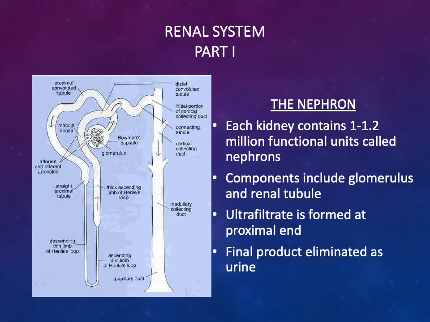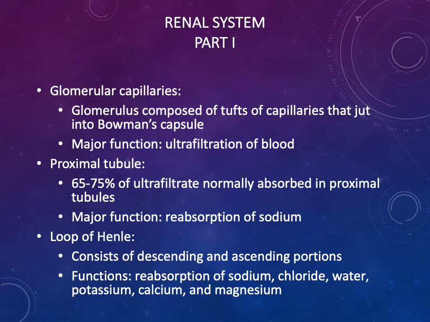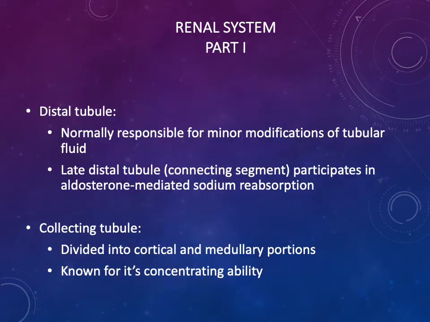Glomerular filtration pressure is about 60% of MAP, so keep in mind that's why we tend to take that hit when our blood pressures drop. 65 to 75% of the ultrafiltrate is absorbed back into the proximal tubule, and the major function of the proximal tubule is reabsorption of sodium back into the blood, followed by water, chloride, and glucose. The loop of Henle is responsible for maintaining a hypertonic medullary interstitium. Again, keep this one in mind.